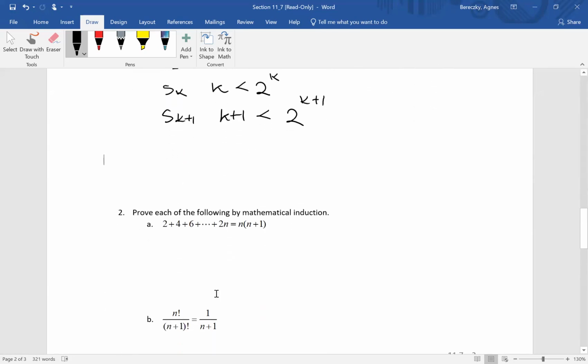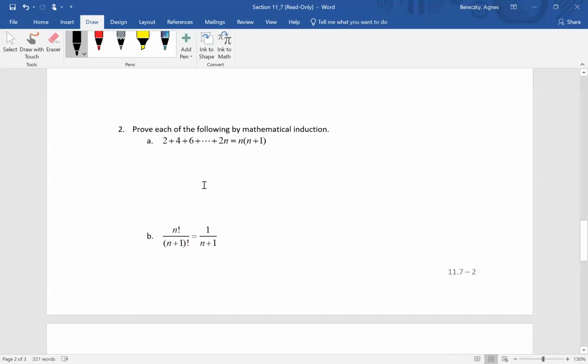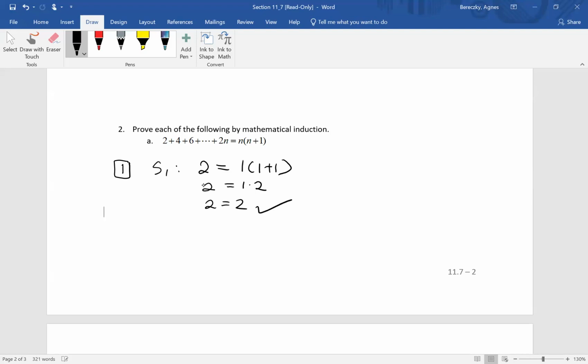In the next section, we will be proving that each of the following statements is true using mathematical induction. So mathematical induction states that first we're going to check for S1. S1 represents only one term, 2, putting 1 in place of n. So 2 does equal 1 times 2, 2 equals 2 is true.